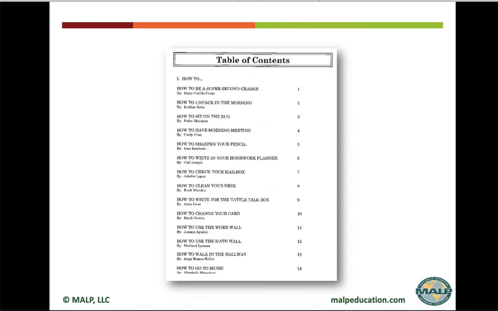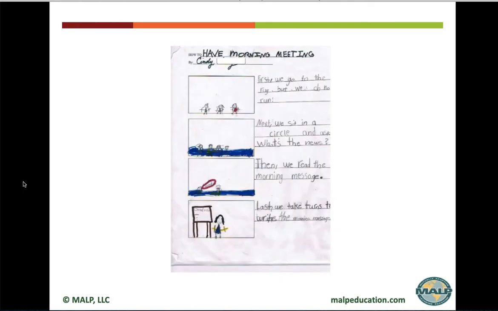Okay. And here's the table of contents, how to be a super second grader. And then you can see as you look down the list there that every student contributed a page. And we're going to take a look at a few of the pages. So notice each one is a procedure, a very specific procedure of things that these students do every day. All right, so here's one, the morning meeting, right? We go to the rug, but we do not run with an exclamation point. Sit in a circle and we ask, what's the news?